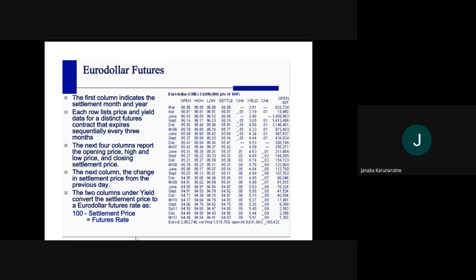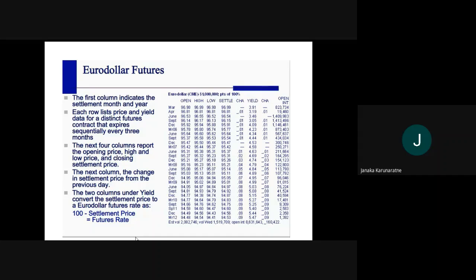Here, the first column is the settlement month and the year. You see April, March, April, June, September, December, March, June, September, December, and so on. Typically a contract settles in March, June, September, December. I think you have seen April also in one particular year. Then you have the opening futures price, then the fluctuation within a particular day, then the settlement, the closing price.